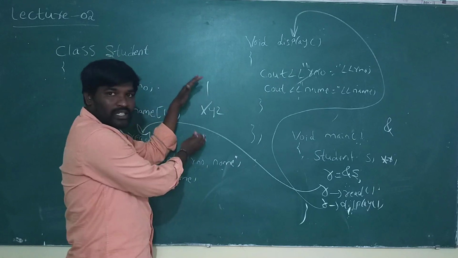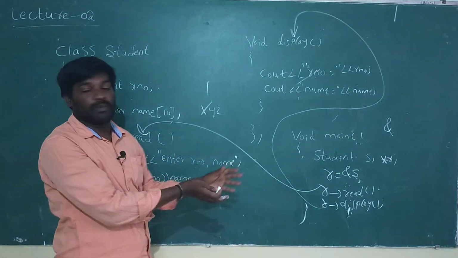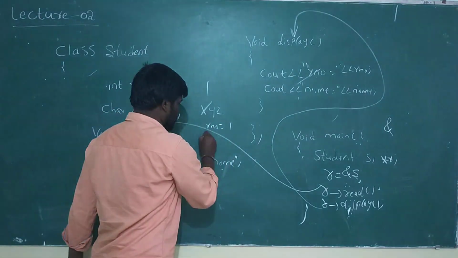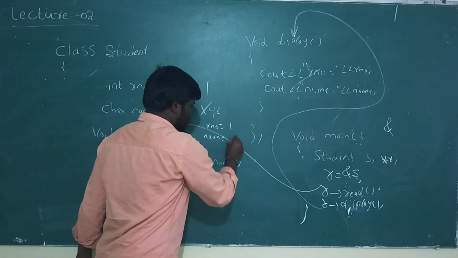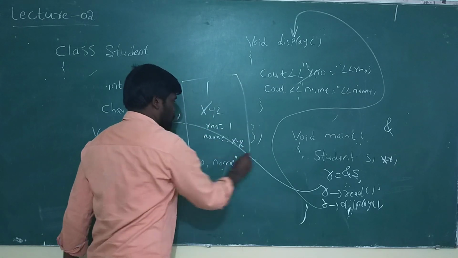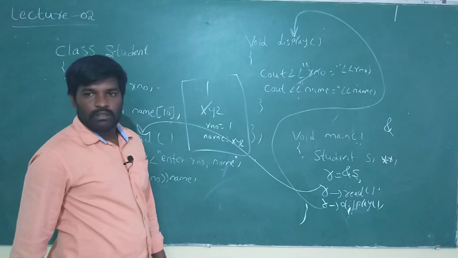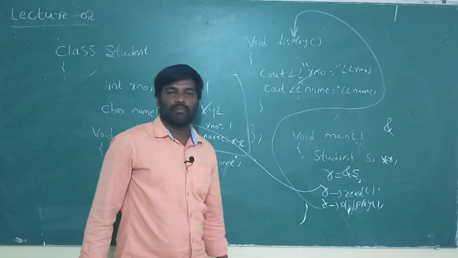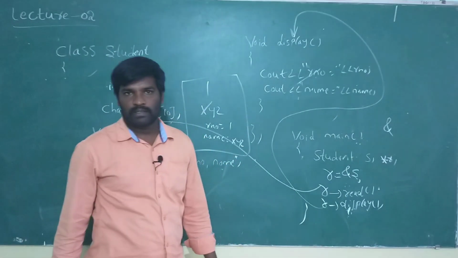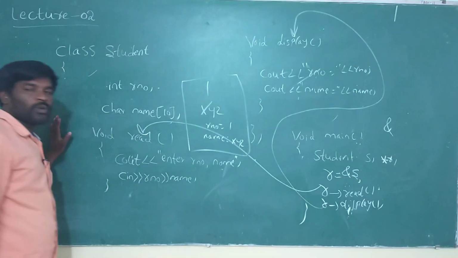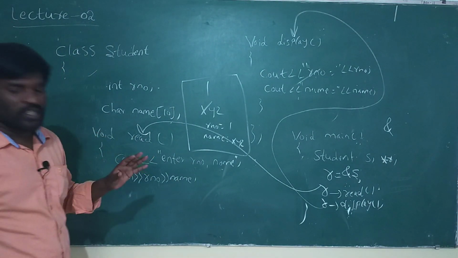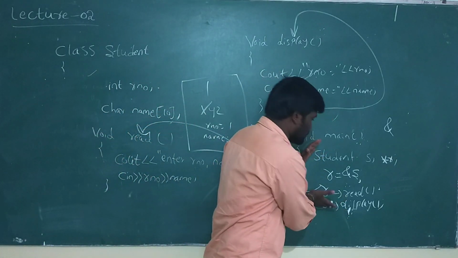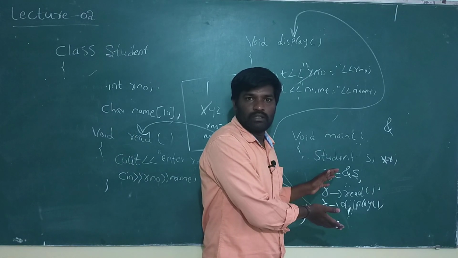Again, whatever you have to enter, the same data has to be printed with the help of proper messages. That is, roll number is equal to 1, name is equal to XYZ. So this is an example for pointers to the object. In a normal program and a pointer program there is no difference. Only the difference is in the void main. Only these three lines are very important.